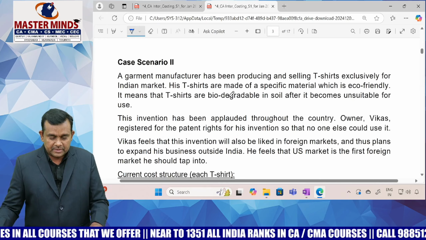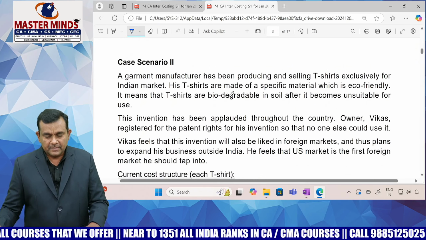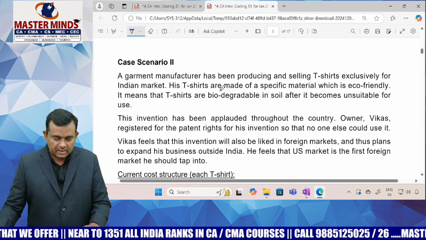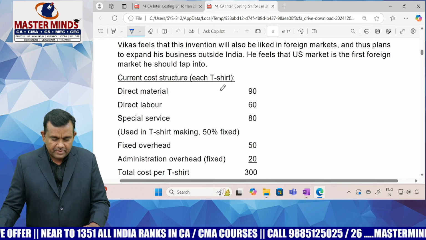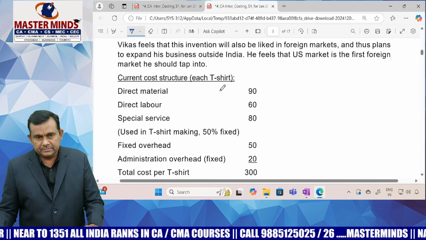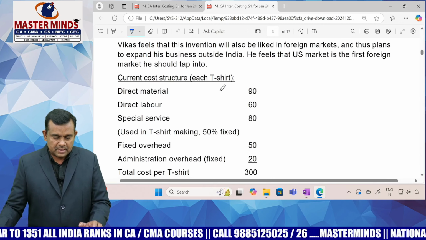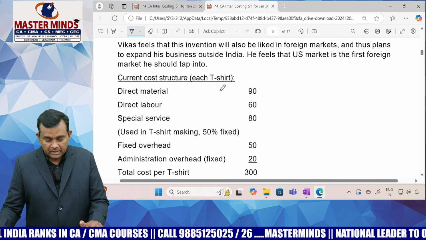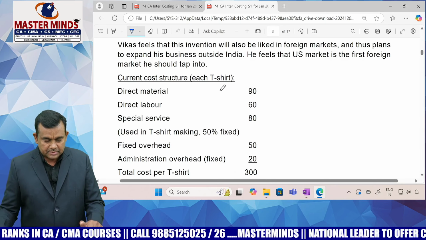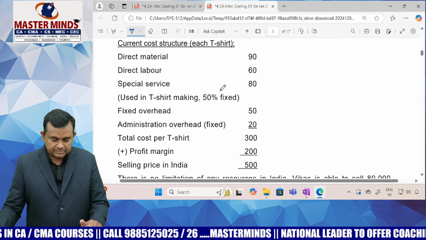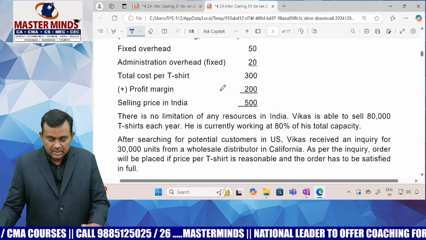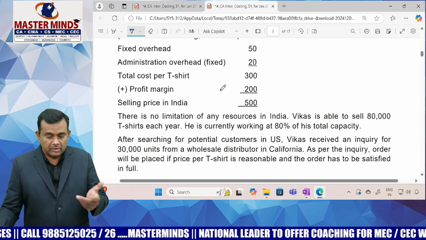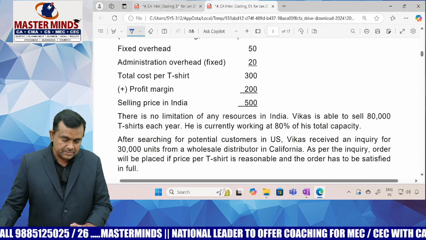Next, the case scenario based second question, sir. This question is related to marginal costing. Here variable cost details are given. The company produces a product, T-shirts. Material cost, variable labor cost, special services. Please collect the variable cost elements and find out the net variable cost.